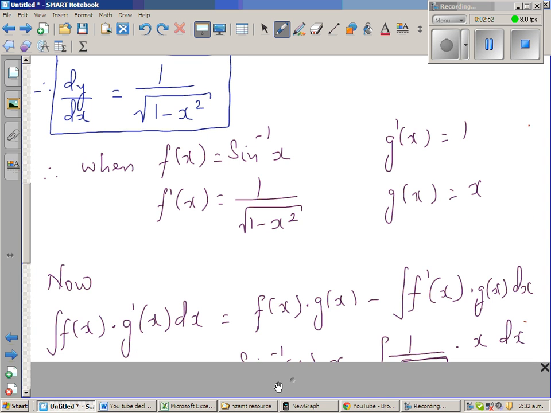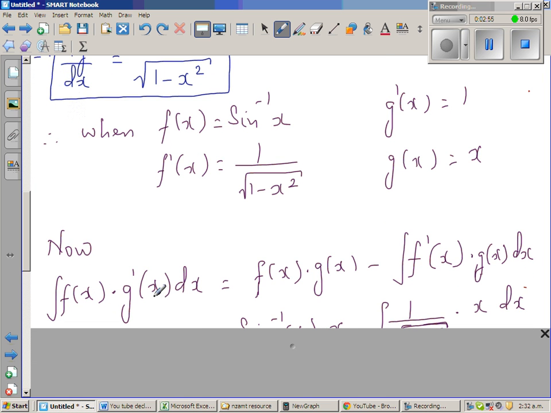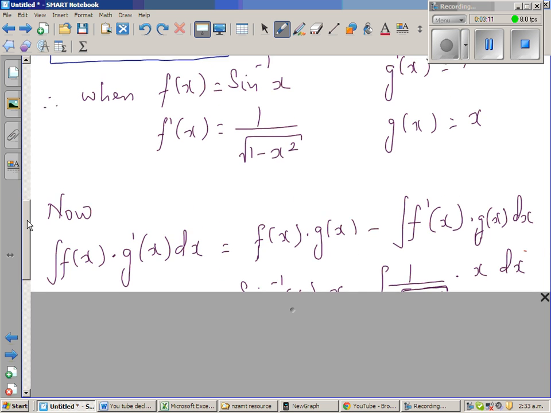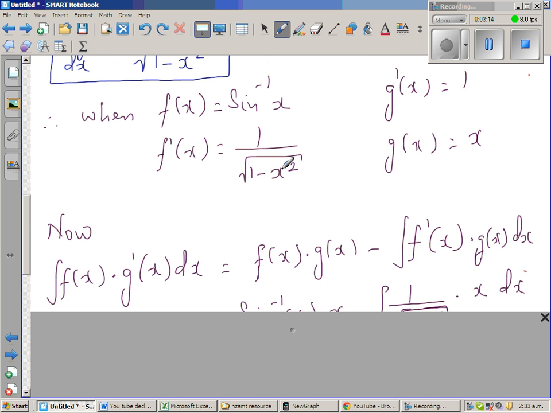Now this is the integrating by parts formula. The integral of f of x times g dash x dx is equal to f of x times g of x minus the integral of f dash x times g of x dx. It's an easy formula to remember. What you do is you integrate this line, this times this, is equal to the product of these two, minus the integration of this line. That's how I remember.